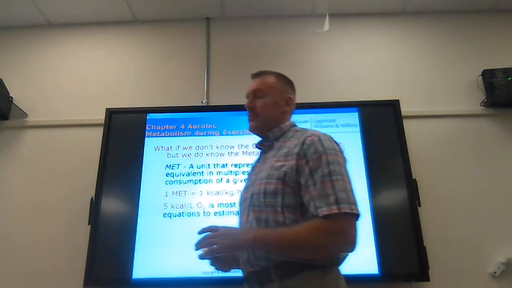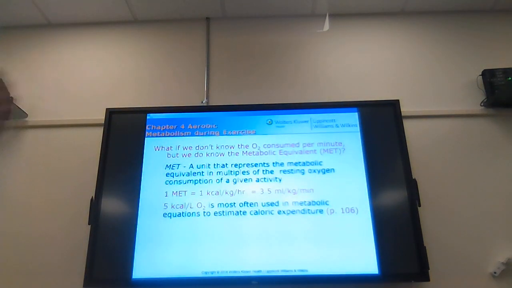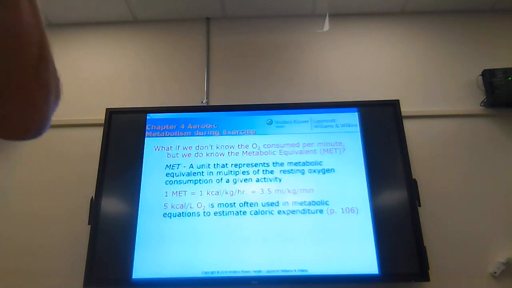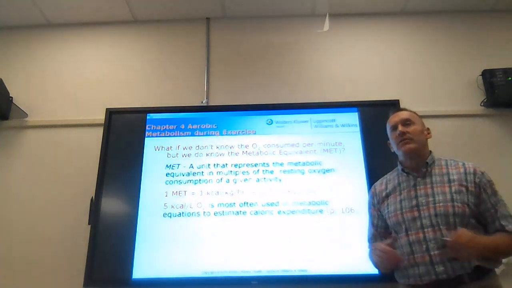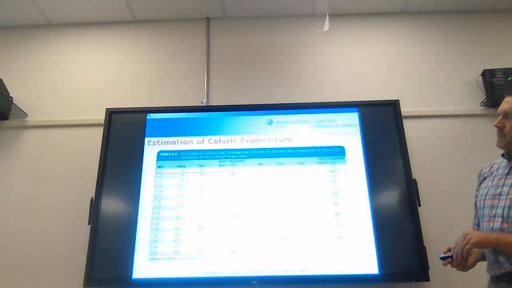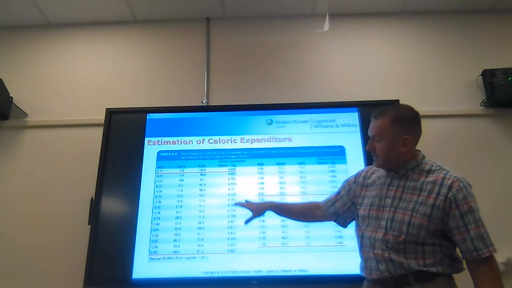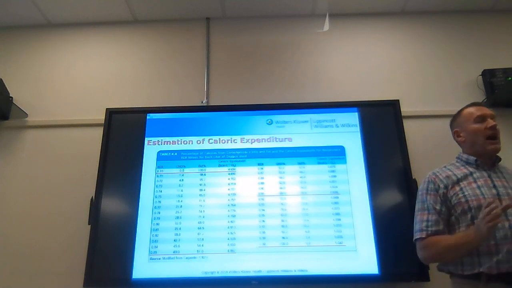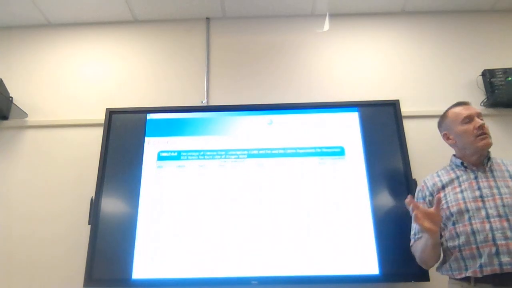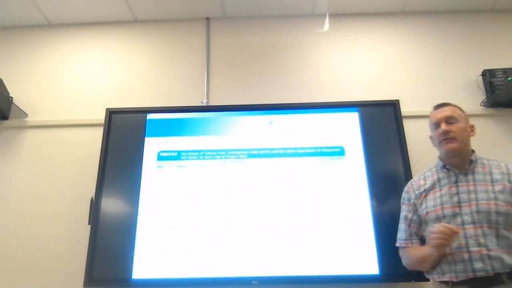Okay, so how many of you would rather remember 5 calories per liter of oxygen versus 4.936? I would. So at this point, rather than using these values, 4.686, you see all the way down, it's roughly 5 calories per liter of oxygen that we use because it comes close enough.